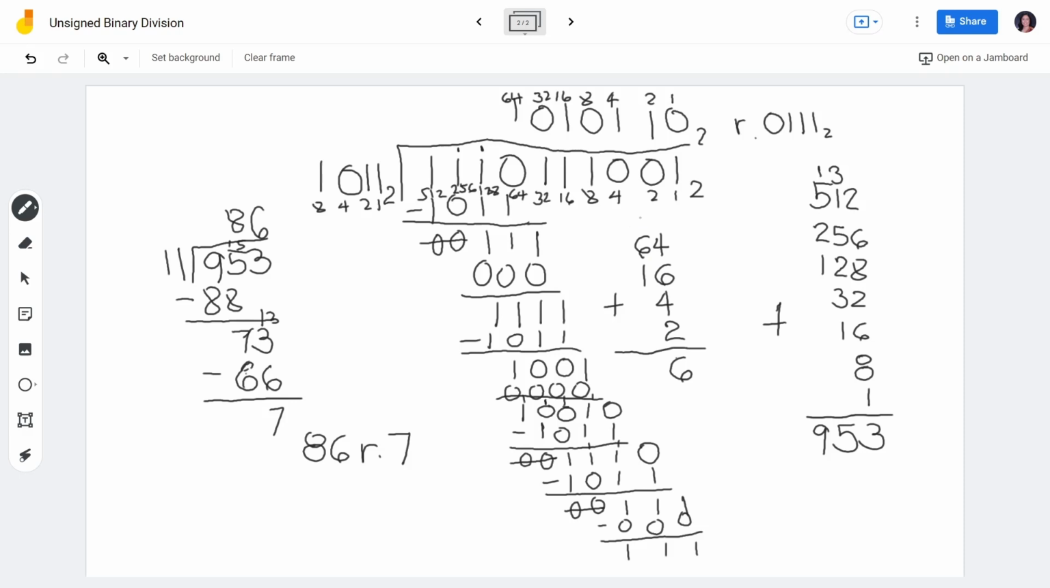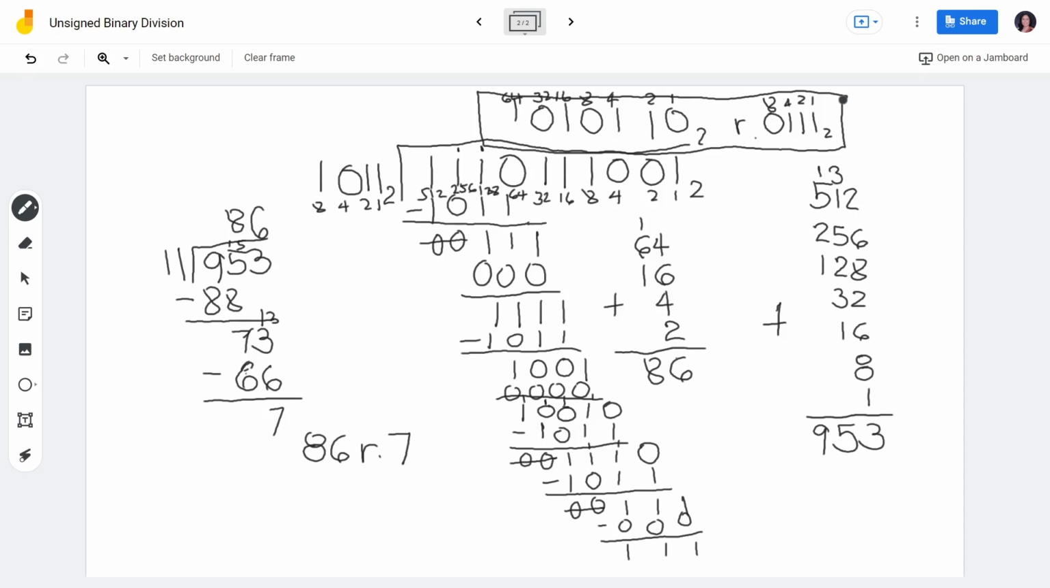And then 6, carry 1. 1 plus 6 is 7. Okay, we have 8. And then our remainder is 1, 2, 4, 8. So we have 4 plus 2 plus 1, which is 7. So our answer is this one. So 86, remainder 7. So that is how division is done in unsigned binary division.